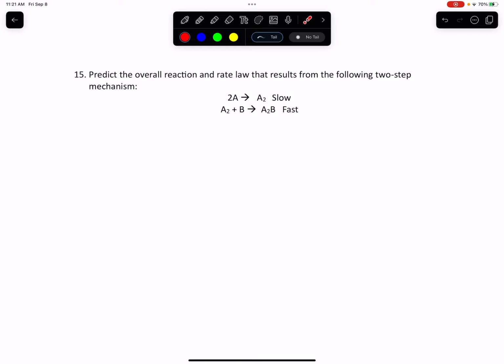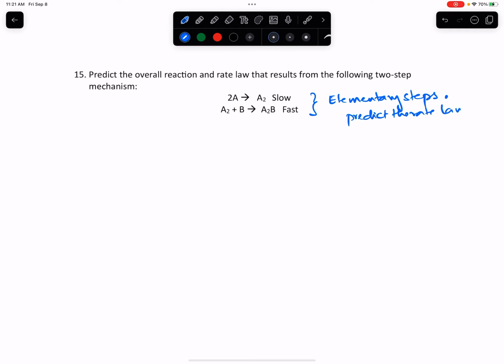So whenever a reaction or problem is given to you where there's two steps involved to form a reaction, you need to understand that each of these steps is an elementary step. And what that means is that you can look at an elementary step and predict the rate law directly from the stoichiometry of the reaction. So you can predict the rate law by observation.